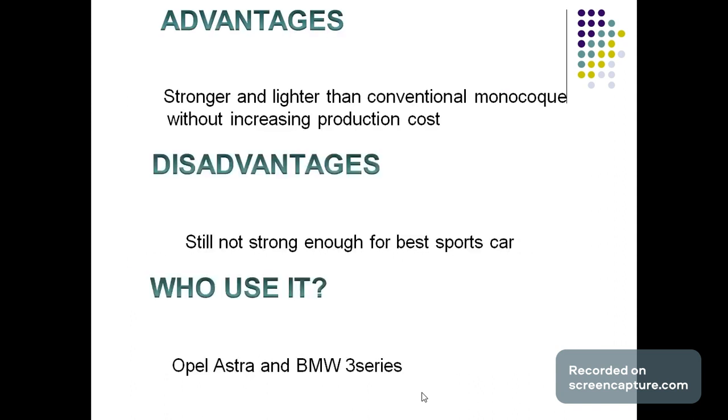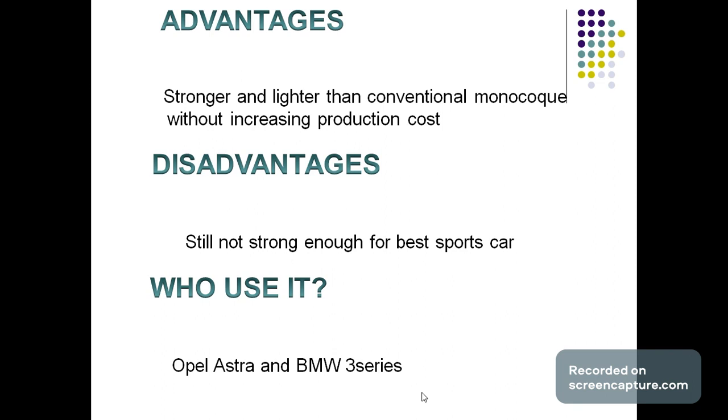The advantage of this type of chassis is that it is stronger and lighter than the conventional monocoque without increasing production costs. The disadvantage is that it is still not strong enough for the best sports cars. It is used in Opel Astra and BMW 3 Series.